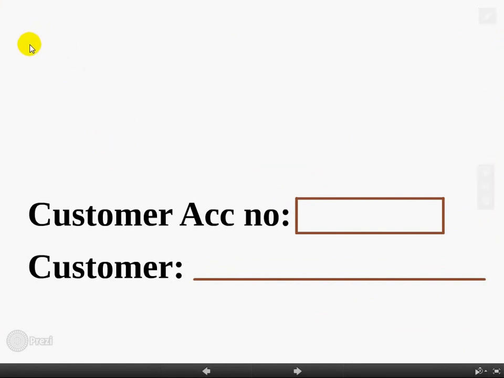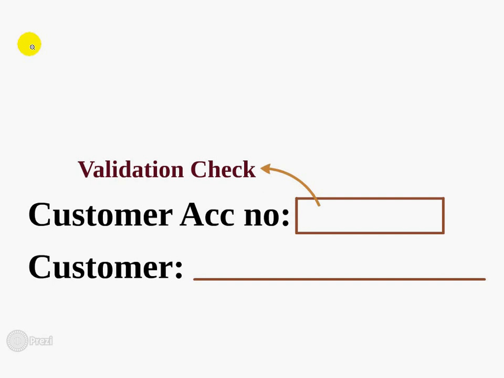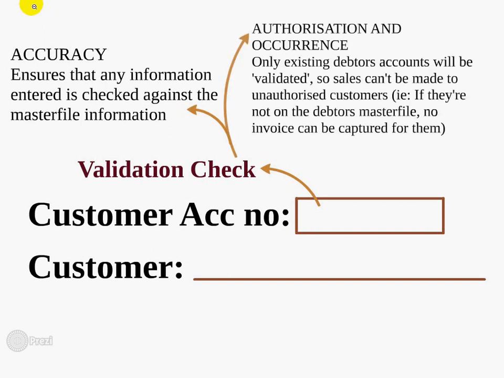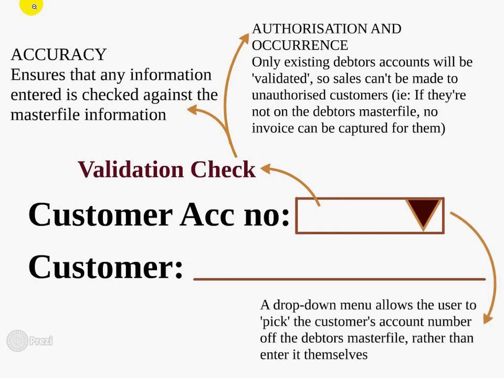at your customer account number. We can use a validation check here, and this will help us achieve accuracy. It ensures that any information entered is checked against the master file information. This will also help us with authorization and occurrence, in that only debtors accounts that exist will be validated. So sales can't be made to unauthorized customers. In other words, if they're not on the debtors master file, no invoice can be captured for them.